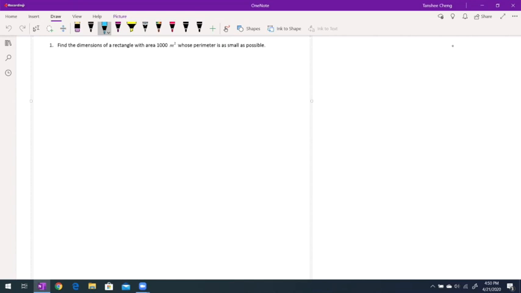Find the dimensions of a rectangle with the area 1,000 meters squared, whose perimeter is the smallest. So in this case, what is our objective? And what are the givens? That's what we need to know. Our objective is that the perimeter is the smallest possible. Right? That's our objective. And we are looking for the dimensions. And the given is the area.